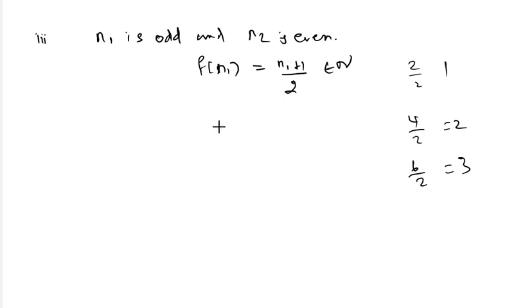What is f of n2? f of n2, an even number, then n2 by 2 belongs to n. So whenever n1 and n2 are different, or we can show an example. What is the example? Let us rub the whole thing.